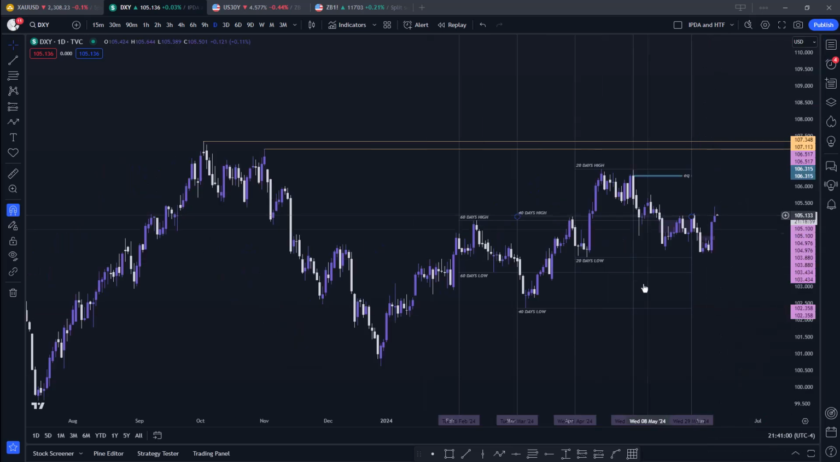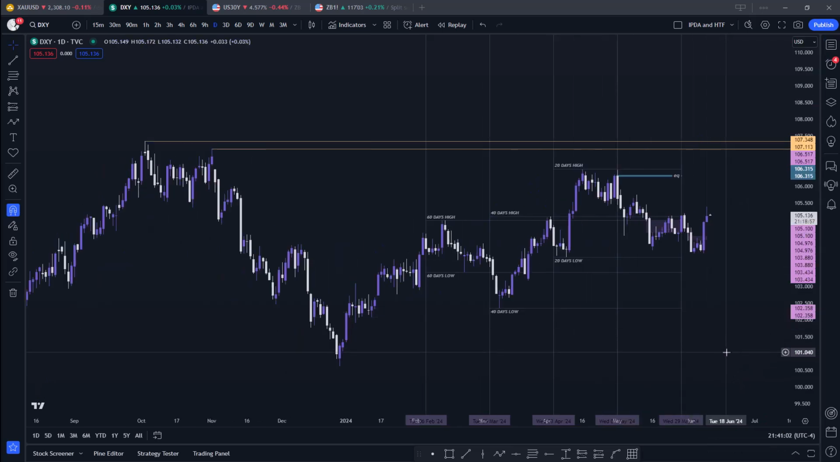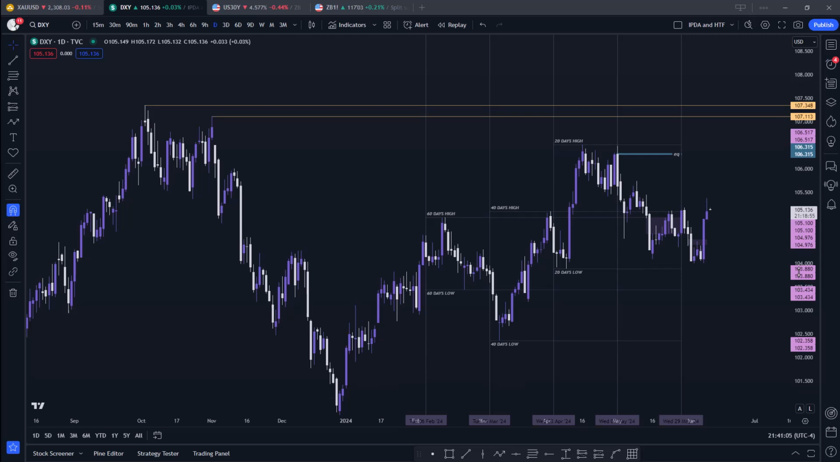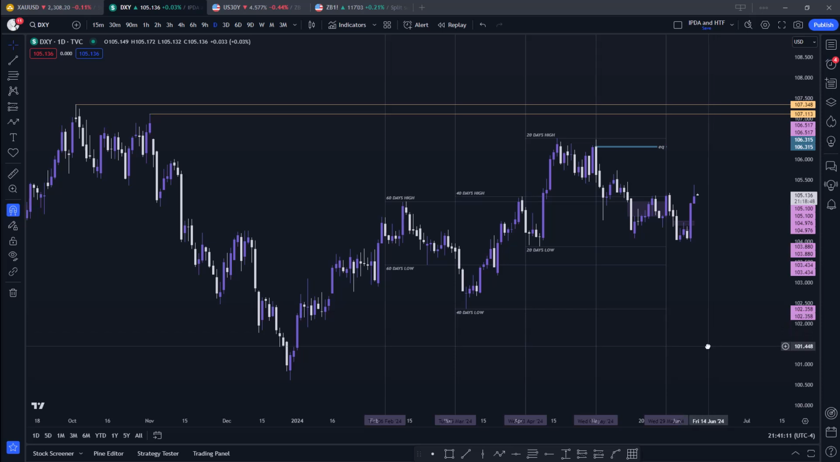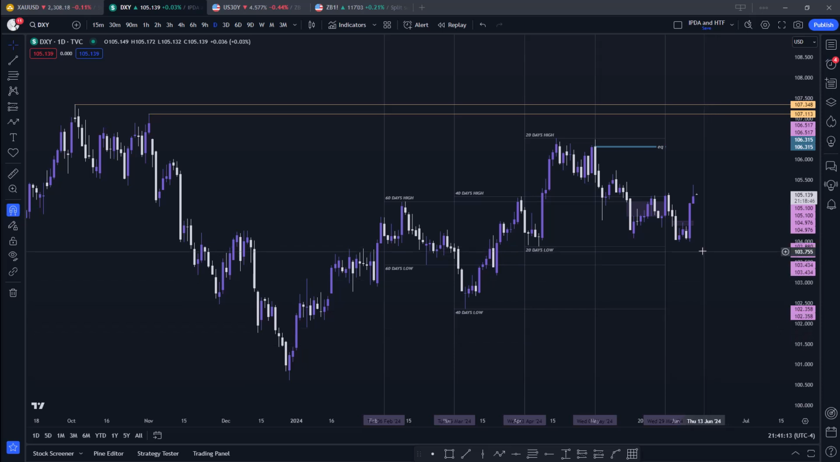So of course, here on this chart we can see this is the dollar index daily chart, and we have the IPDA data range for the previous month. Since it's a new month now and NFP has already happened, we will try to redo the IPDA data range for the month of June.